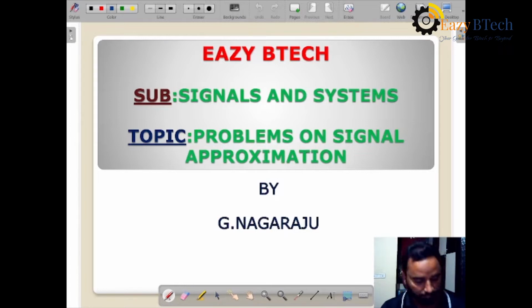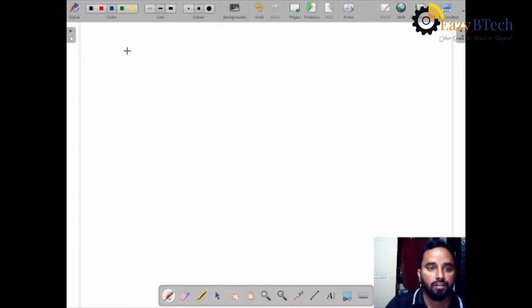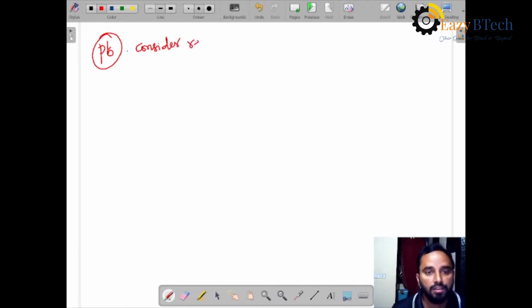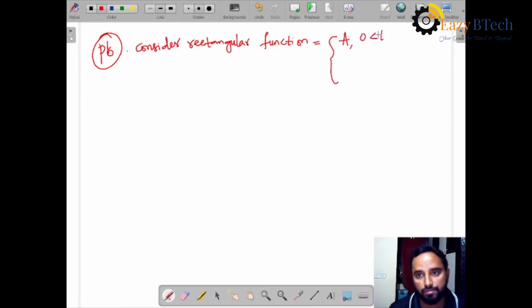Let's start today's session. The first problem we are going to discuss is: consider a rectangular function, which is equal to a from 0 to pi by 2, minus a from pi by 2 to 3 pi by 2, and again plus a from 3 pi by 2 to 2 pi.